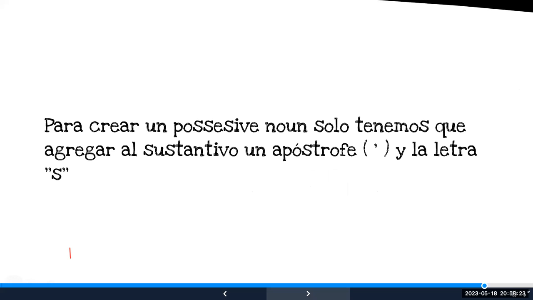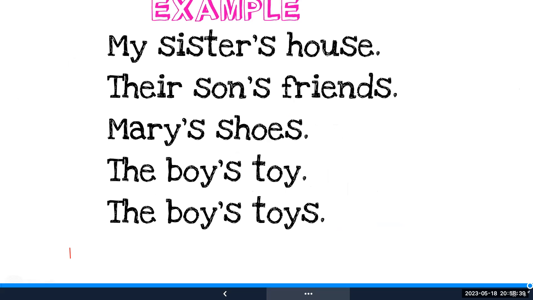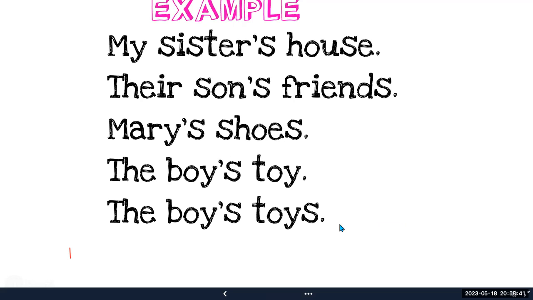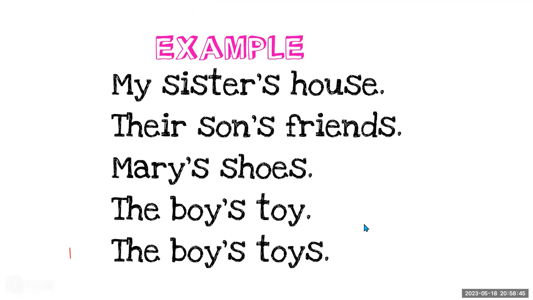Para crear un possessive noun, solo tenemos que agregar el sustantivo, un apóstrofe y la letra S. Atención a eso, por favor. Porque ahí hay algo más que hace falta, fíjense. Ok, take a look at this. We have some examples. My sister's house. ¿Qué es eso? La casa de mi hermana.